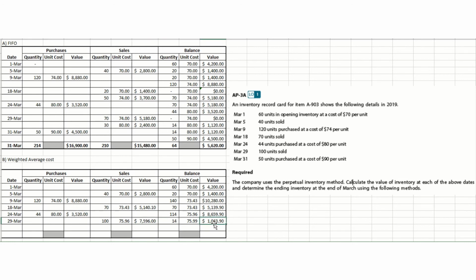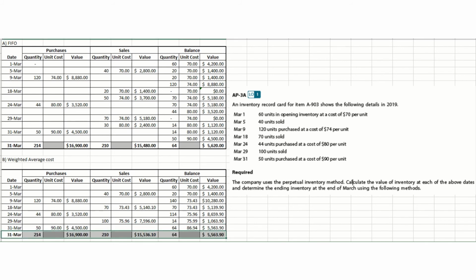So we have a total adjusted inventory after the sale of 100 units of $1,063.90. Last transaction March 31st is we bought 50 units at $90 each, increasing the value of our inventory from $1,063.90 plus $4,500 to $5,563.90. Total number of units is now 64, so our average unit cost increases significantly to be $86.94 each.